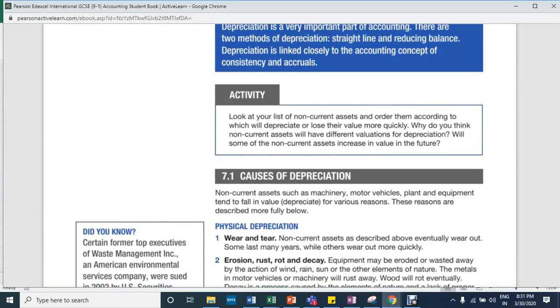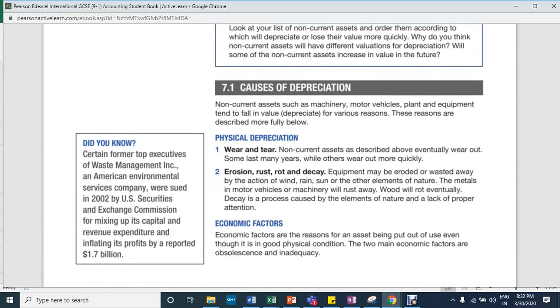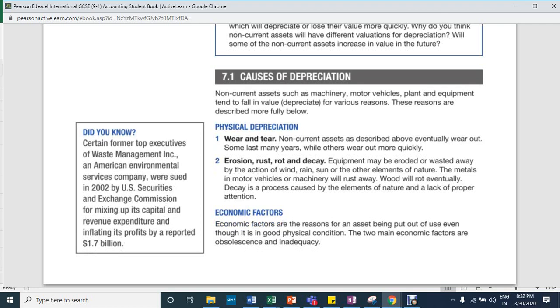Moving back to your textbook, again you have information about non-current assets such as machinery, motor vehicle, plant and equipment tend to fall in value, depreciate for various reasons. These reasons are described more fully below. One of the reasons could be physical depreciation. One of those is wear and tear, where it gets worn out. Second reason, erosion, rust, rot and decay.